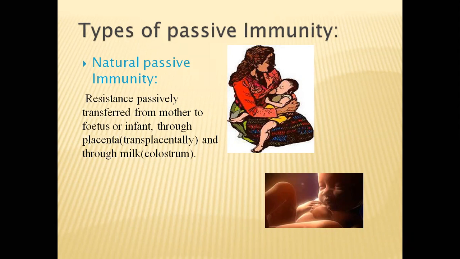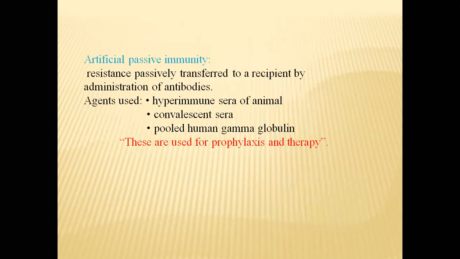And even inside the mother's womb, the placenta. Even in the placenta, there is transfer of immunity. That type of immunity, we call a natural passive immunity, which occurs naturally. We don't do anything. We don't inject anything. That is called natural passive immunity. Then the second one is artificial passive immunity.